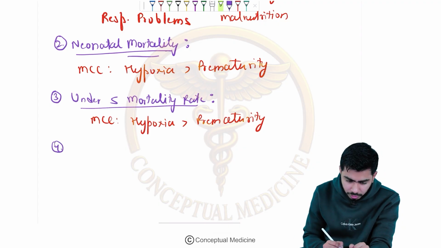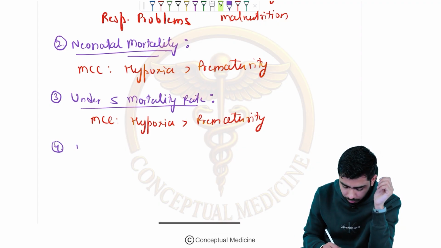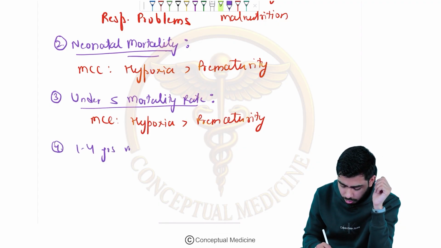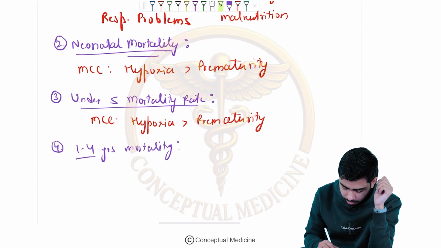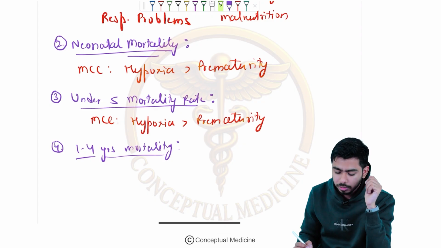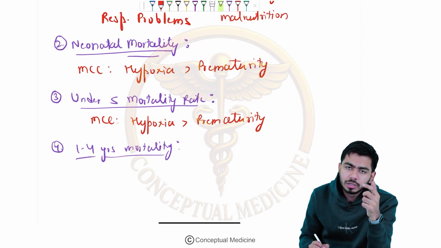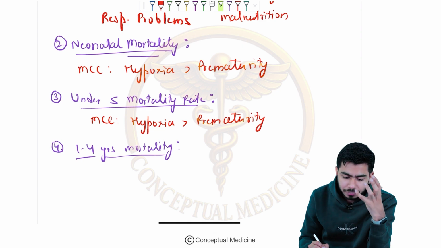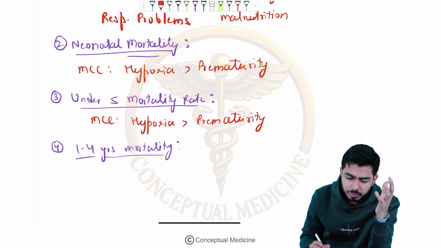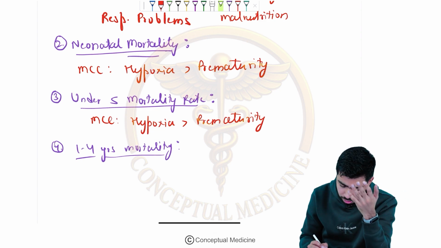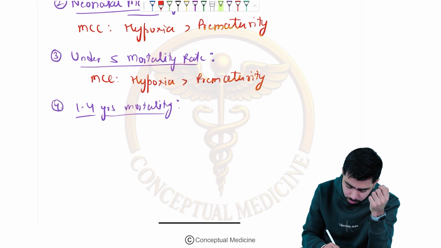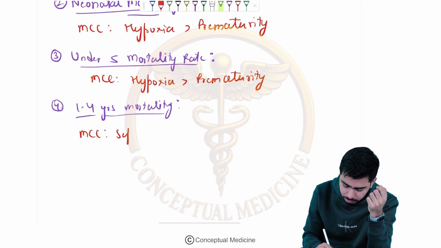I'm telling you one more over here, that is about the mortality happening between 1 to 4 years. It is seen that in the age group of 1 to 4 years, infections and sepsis come on the top. So we are saying septicemia, then pneumonia, then diarrhea. So the most common cause will be septicemia, right?